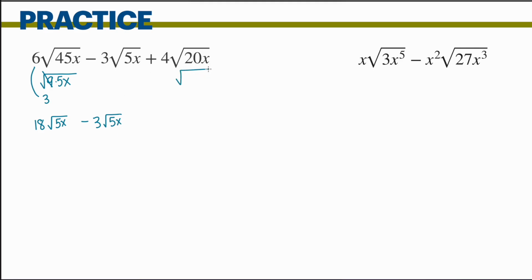And then 20 is 4 times 5. The square root of 4 is 2. And then you can combine those whole numbers and multiply. And then you're left with a square root of 5x. And again, check: square root of 5x, square root of 5x, square root of 5x. So now you can combine 18 minus 3 is 15. And then 15 plus 8 is 23 square root of 5x.